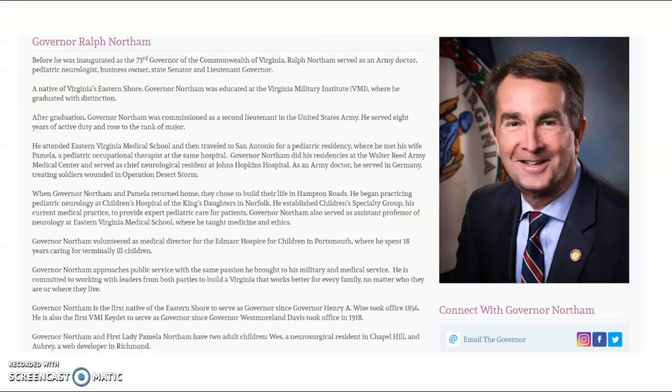Our governor is Ralph Northam. He is the 73rd governor of the Commonwealth of Virginia, and he previously served as an army doctor. He was a pediatric neurologist, which means he helps little kids. And he's a business owner. He served as a state senator and the lieutenant governor. If you want to pause this video and read about him, he is a pretty interesting guy. You're more than welcome to.